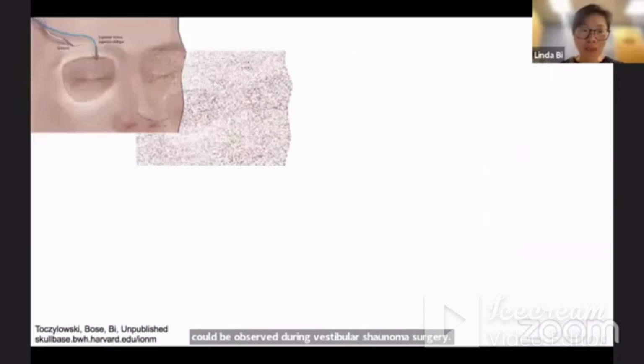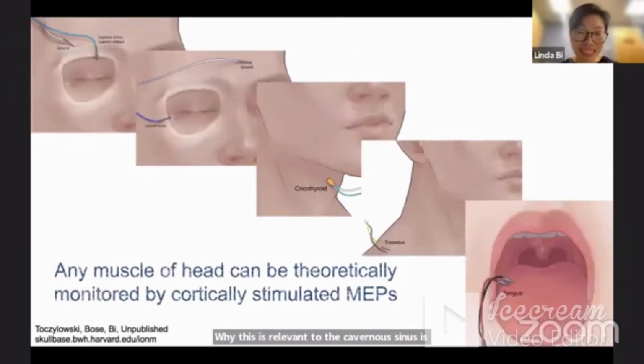Why this is relevant to the cavernous sinus is because cortically evoked motor evoked potentials can, in theory and in practice, be evoked for any motor muscle related to the face, including V3, 6, 7, 10, 11, 12.